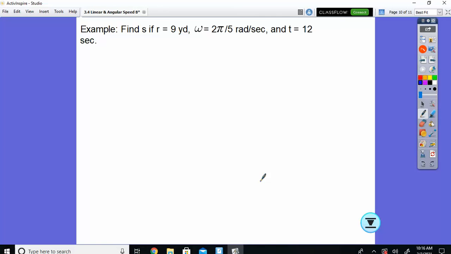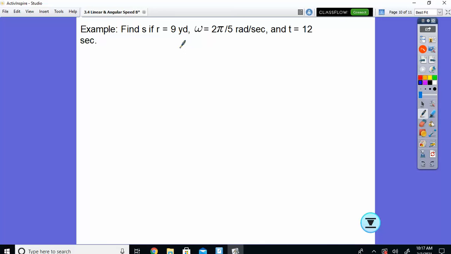Alright, last example. Find S if R equals 9 yards, omega is 2 pi over 5 radians per second, and t is 12 seconds. So S equals R theta. I have R, but do I have theta? No. The other formula that has S is V equals S over T. I have T, but I don't have V. So we're going to have to start either find theta or find V.